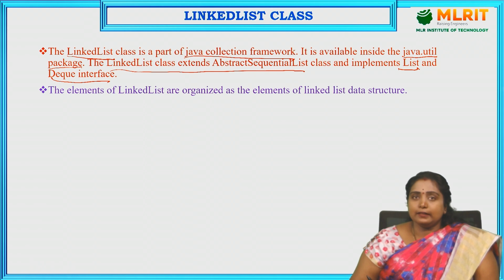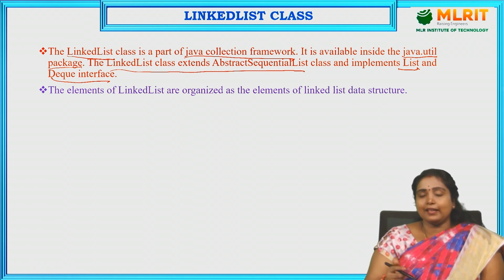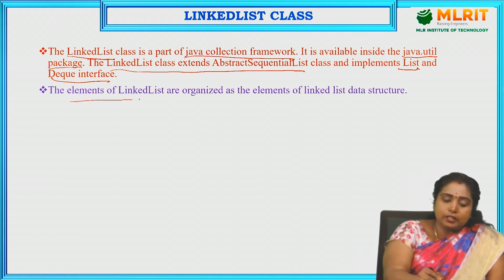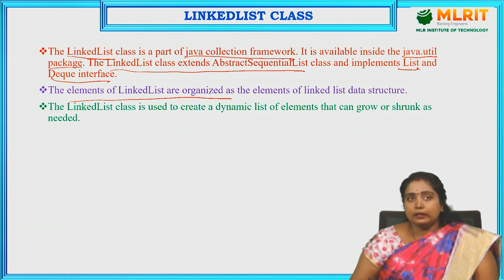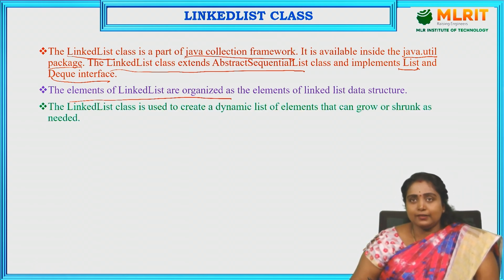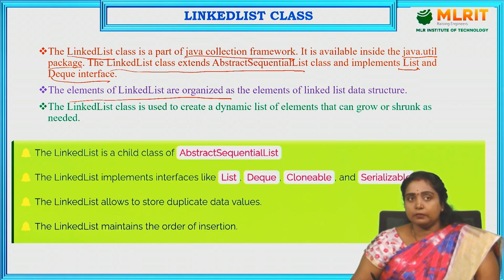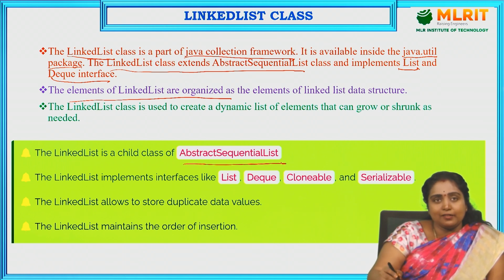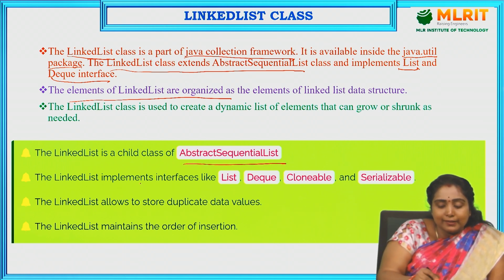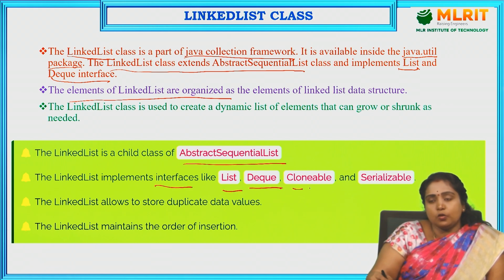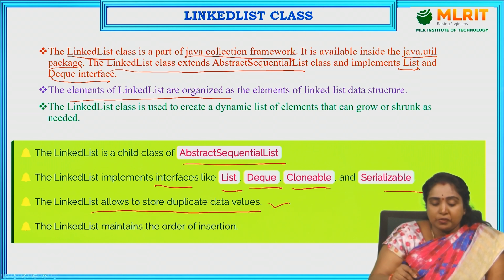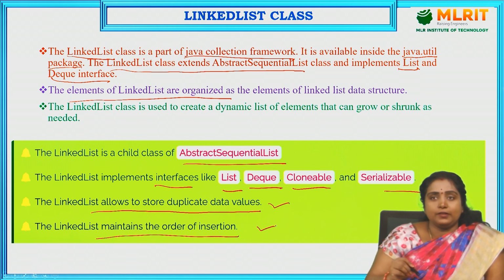The elements of linked list are organized like the linked list data structure, and it works the same way here. Linked list is used to create a dynamic list of elements that can grow or shrink as needed. So what are the points you can have? The linked list is a child class of AbstractSequentialList, and it implements the interfaces List, Deque, Cloneable and Serializable. It allows you to store duplicate data values also, and the linked list maintains the order of insertion.